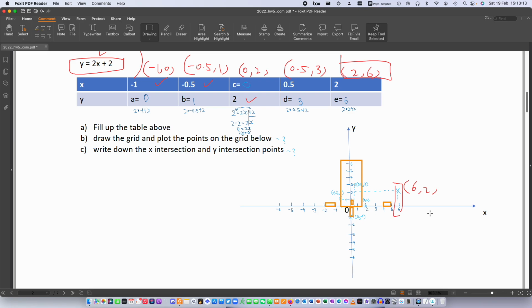By the way, you cannot spend too much time, because if you spend too much time on this question, you are going to have very little time for other questions. So you need to speed up during your test as well.